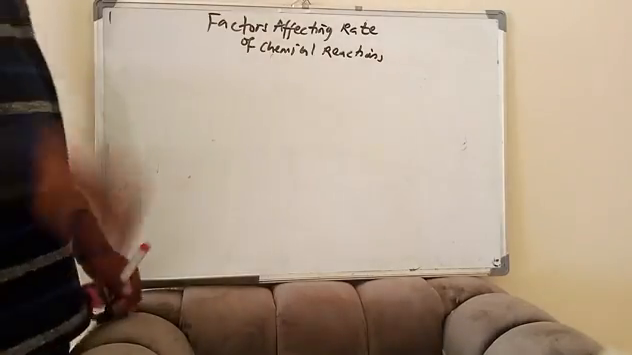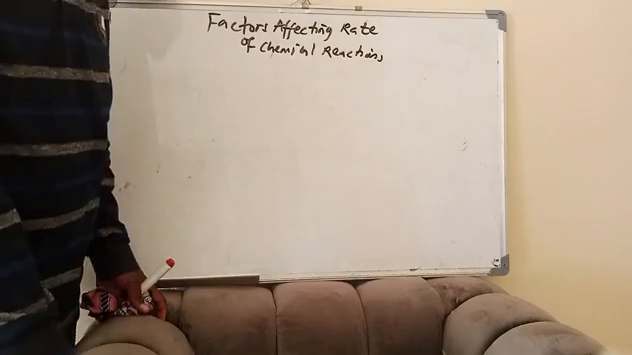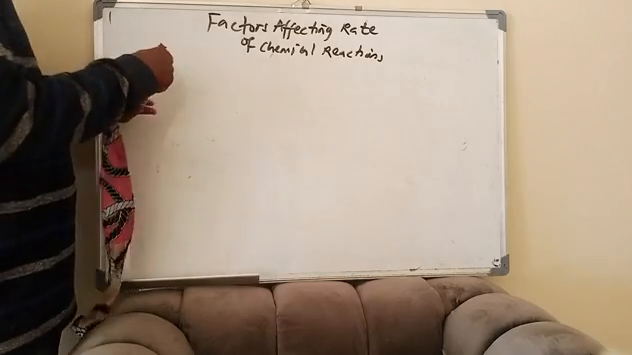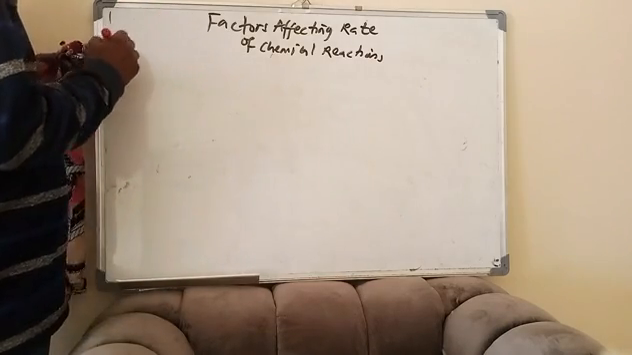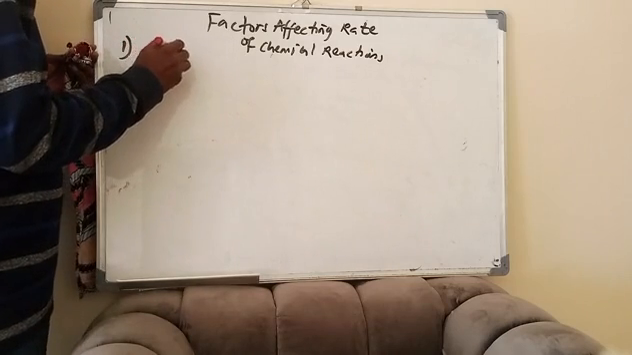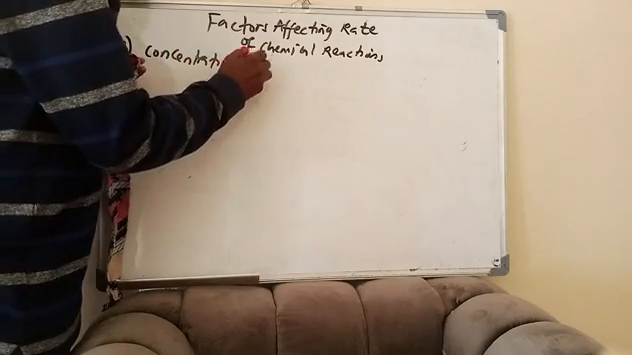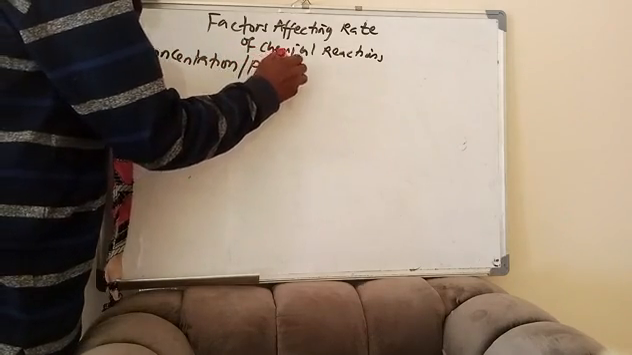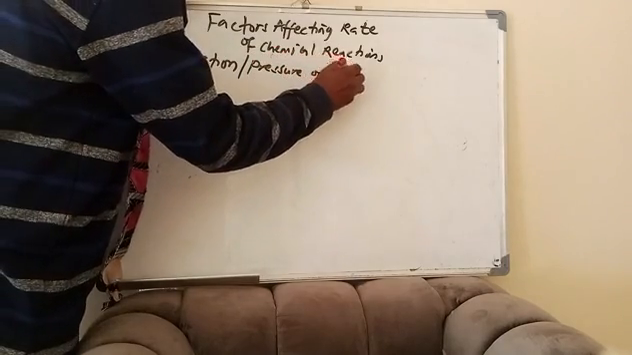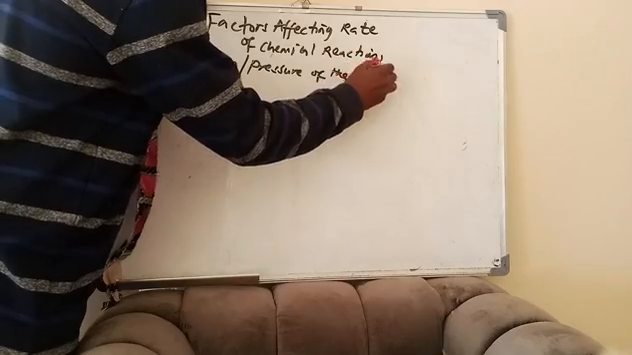Okay, factors affecting rate of chemical reactions. So these factors are concentration, pressure, of what? Of the reactants.